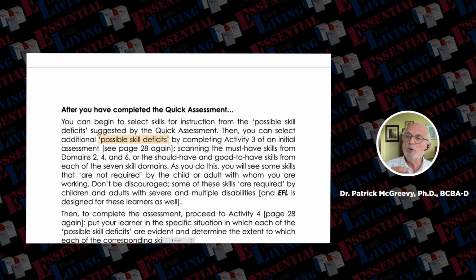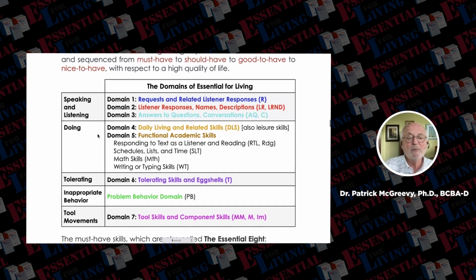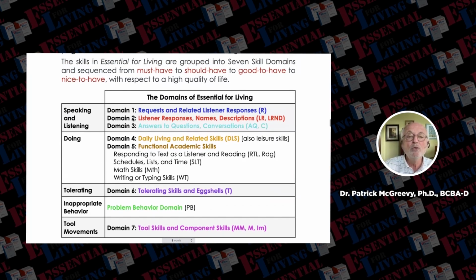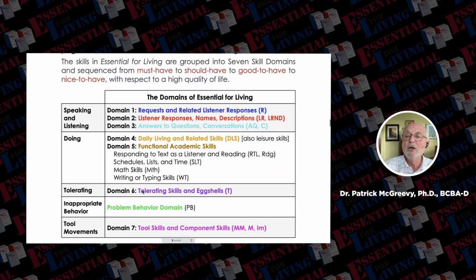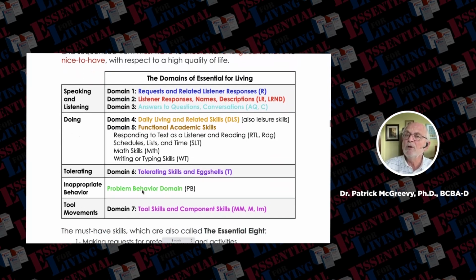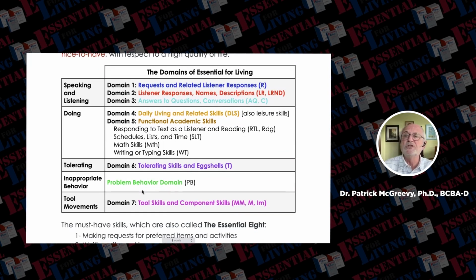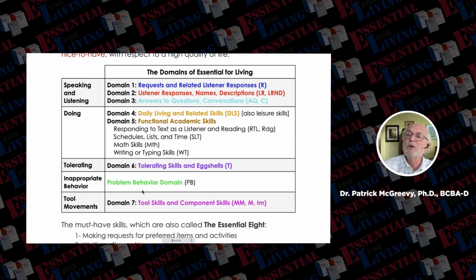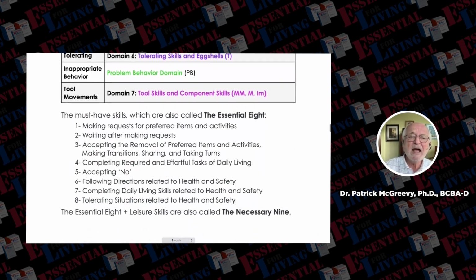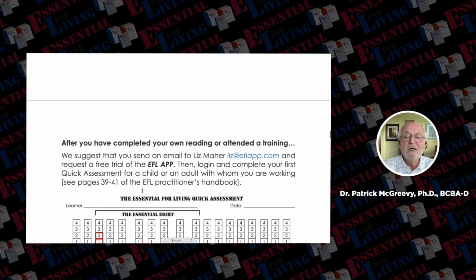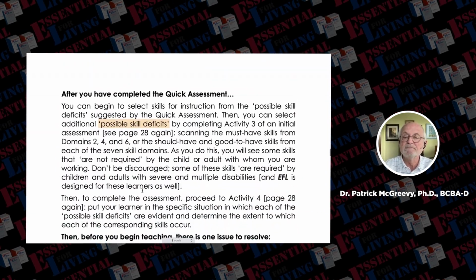Well, if you want to, you can scan through the other skill domains. Let's go back up and see them. You can scan through domain 2, listener responses, and 4, daily living skills, and 6, tolerating skills. You can scan through those domains and look for items. And maybe your learner's name is Charlie, and you look at, geez, that's Charlie. And you're pointing to a particular skill set. Oh, that fits Charlie. Charlie needs that, I think. So let's add that to the possible skill deficits list.